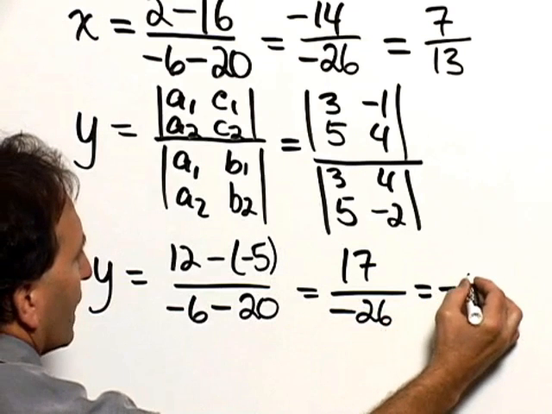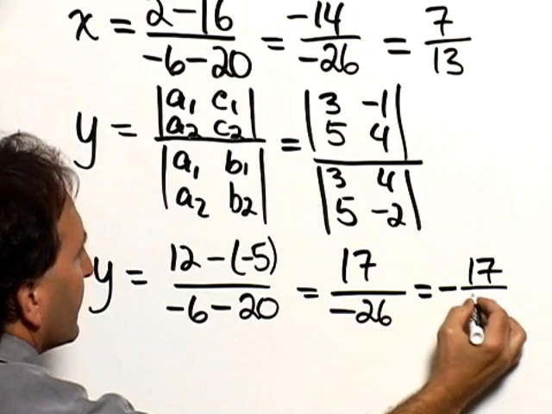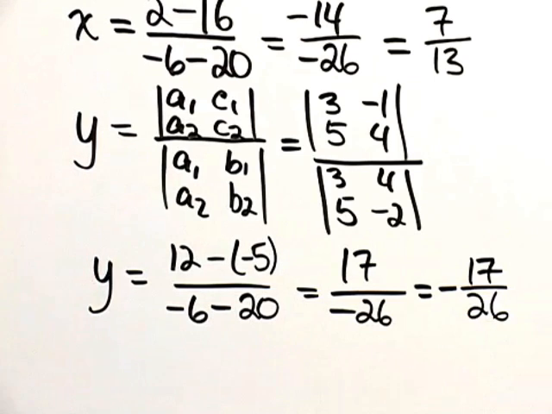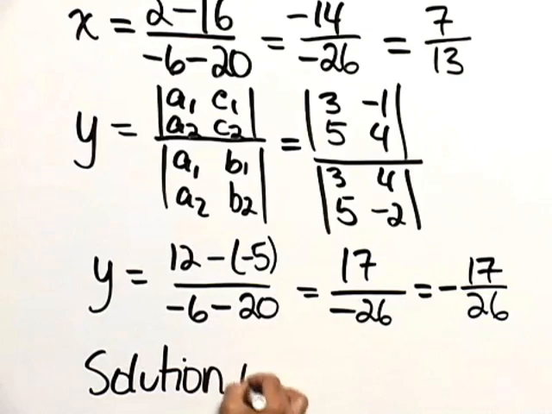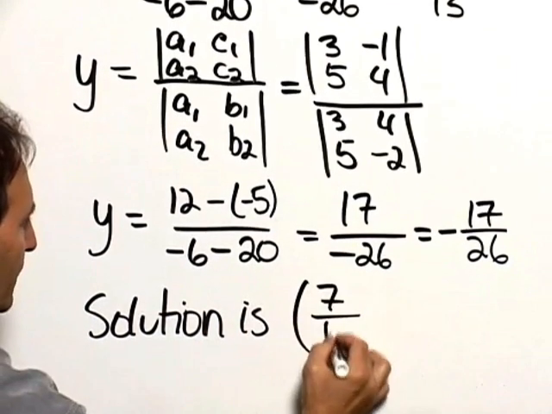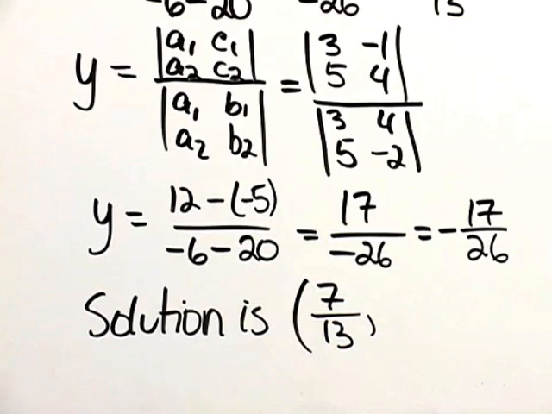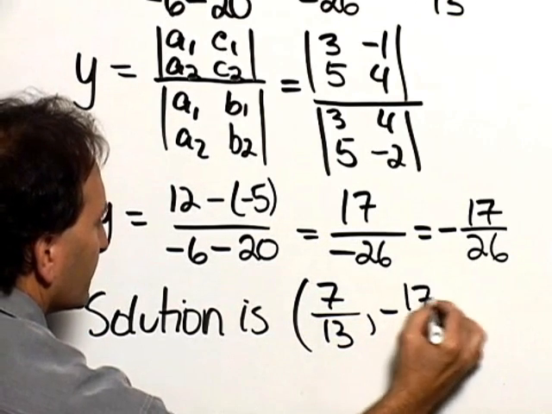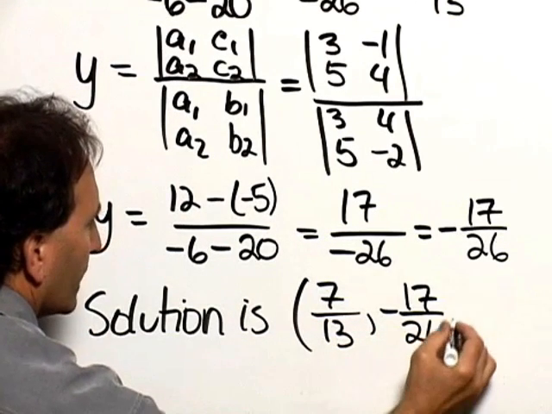That gives us a result of y = -17/26, and that means that the solution is the point x is 7/13, comma, y is -17/26.